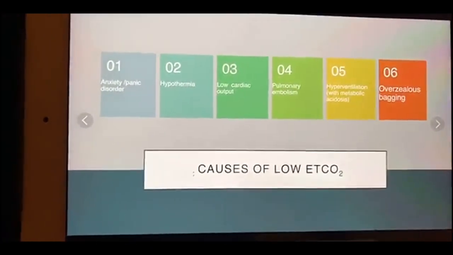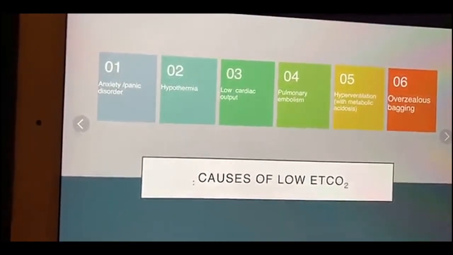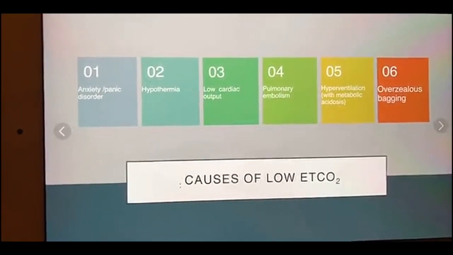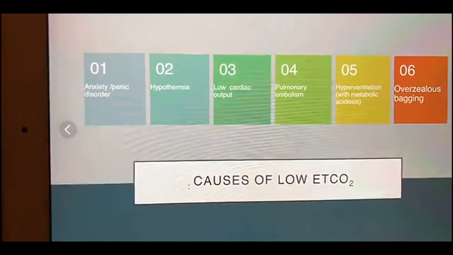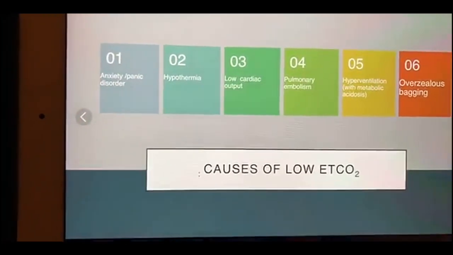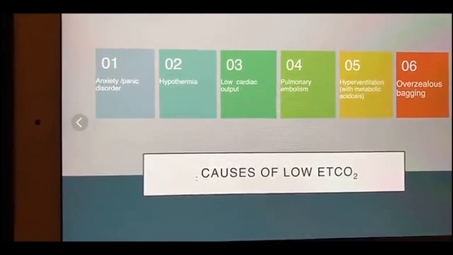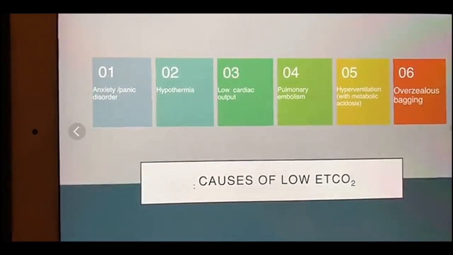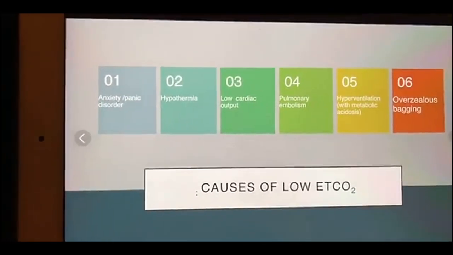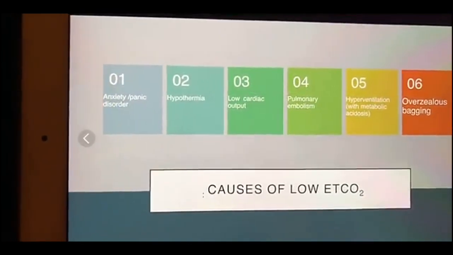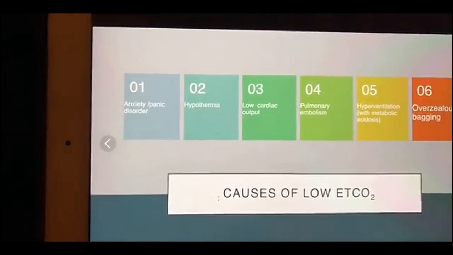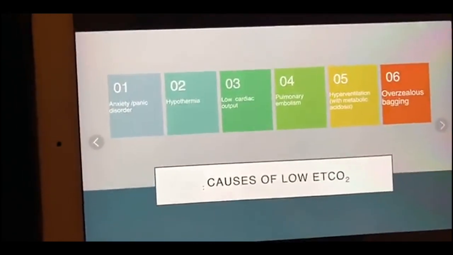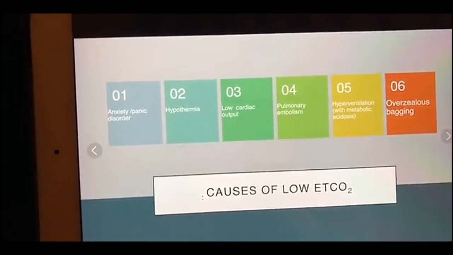Causes of low end tidal CO2 level. For example, we have anxiety or panic disorders. Usually patients with anxiety or a panic attack tend to have a high respiratory rate, resulting in washing out their own CO2 and getting their pH to the alkalotic side. So one of the solutions is to give them a paper bag and let them rebreathe their exhaled CO2 from this paper bag. The second cause is hypothermia.